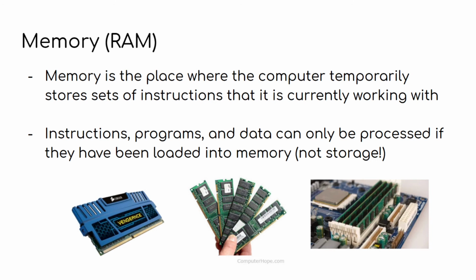All you need to know is that memory is the place where the computer is temporarily storing sets of instructions that it's currently working with, so that we don't have to deal with the bottleneck that is the slow speed of storage. So a little bit more about RAM, or about memory, quickly. As I said, it's commonly referred to as RAM, so random access memory. If you hear people talking about memory, or if you hear people talking about RAM, it's the same thing.